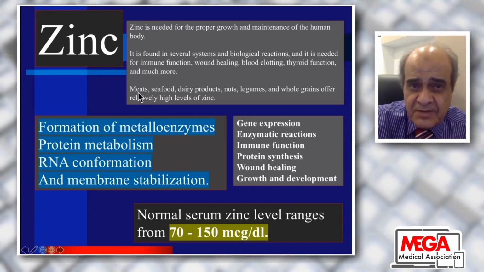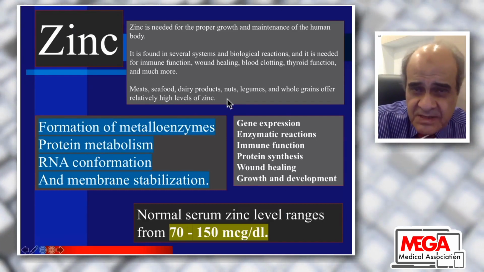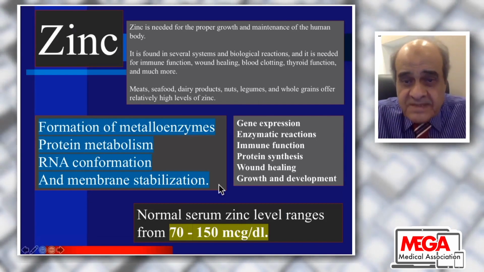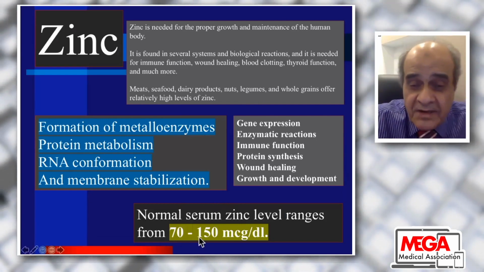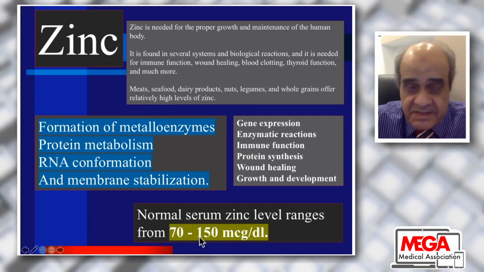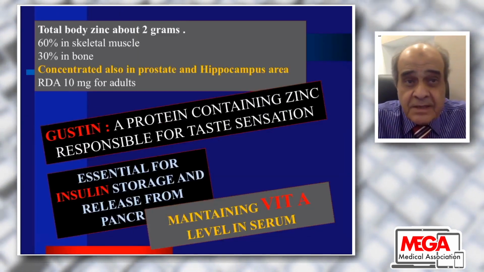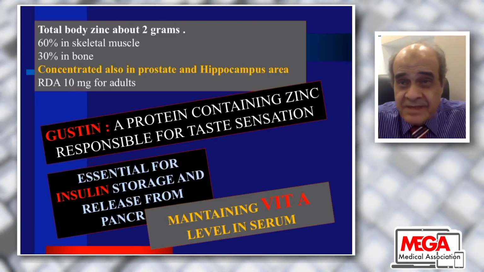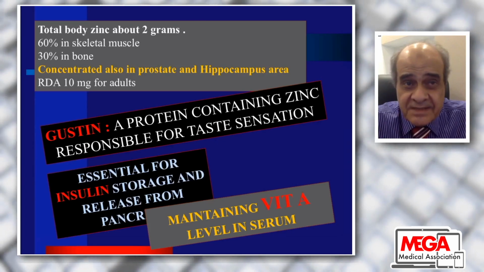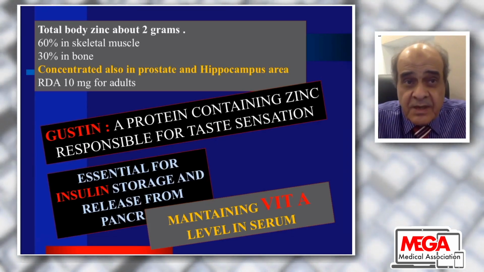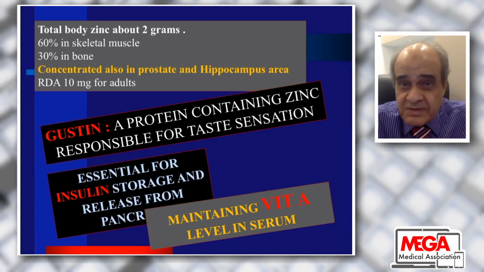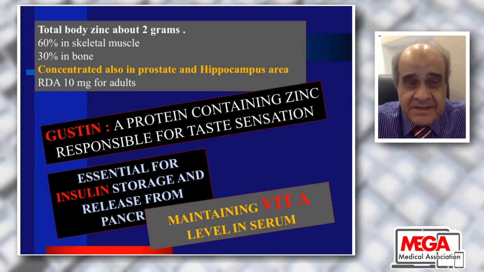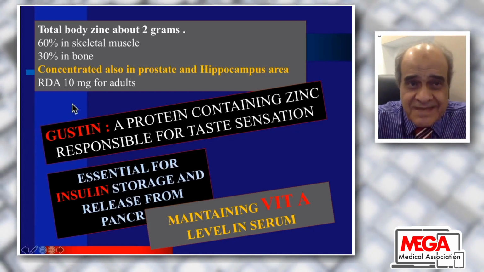It is available in meat, seafood, dairy products, nuts, legumes, and whole grains, which contain a high amount. Normal serum zinc level ranges from 70 to 150 micrograms per deciliter. Total body zinc is about 2 grams. 60% of the zinc in the body is inside the skeletal muscles, 30% in the bone, concentrated also in the prostate and the hippocampus area, so very important for neurological functions. And the recommended daily allowance is 10 milligrams for adults.